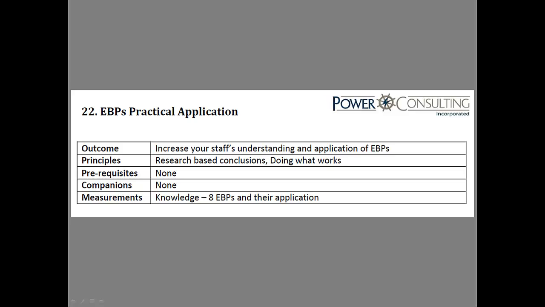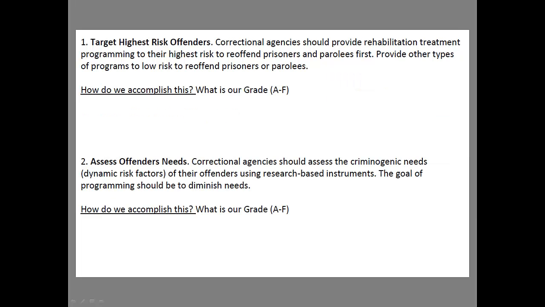All you're going to do is walk through the 8 evidence-based practices principles and ask your staff how they actually apply in your particular organization. For example, number 1, target highest risk offenders. Make sure they understand the principle and then ask this question. How do we accomplish this and how are we going to grade our agency? What do we do specifically? Have them fill in the specifics and make this as detailed as possible. This should really be a chance for them to think, and you need to help them think.